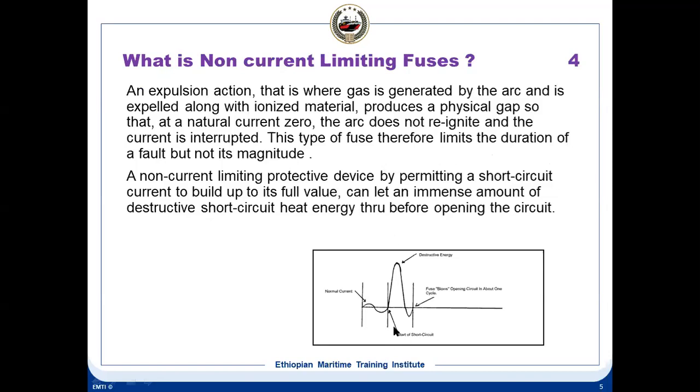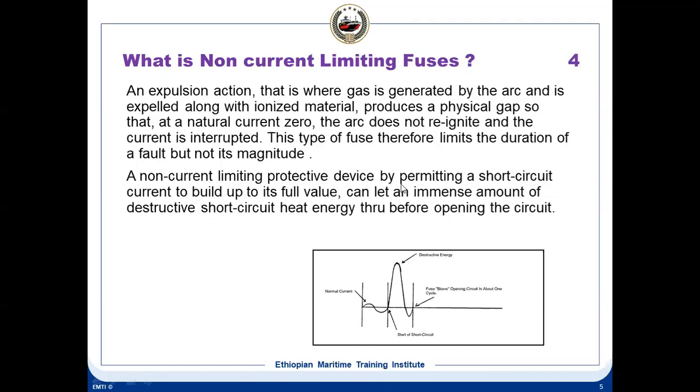Now you look at this diagram here, the fuse will start to blow, the fuse blows opening the circuit in about 1 cycle. The fuse blows from here. So it will permit this full cycle, meaning a non-current limiting protective device permits a short circuit current to build up to its full value. That means the current will go like this, it will go here till full value. Then only it will interrupt the current.